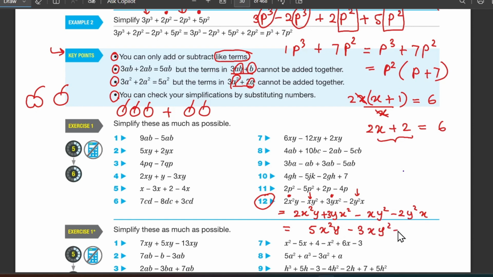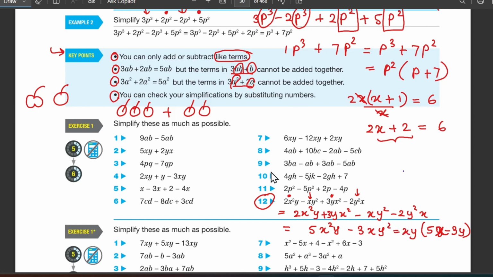And again I can think of another simplification because we have common factors. Xy is common for both terms. Then we take xy out. 5x minus 3y is inside the bracket. This is the simplified version.